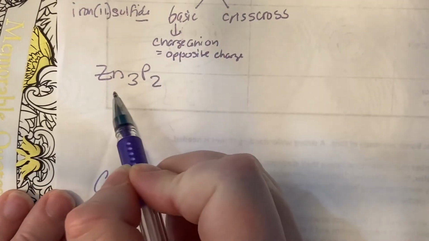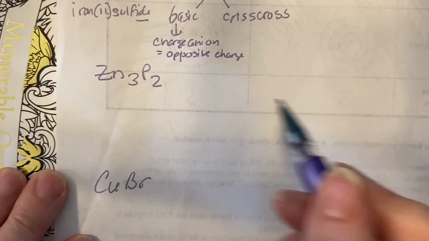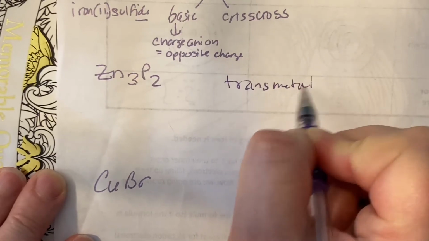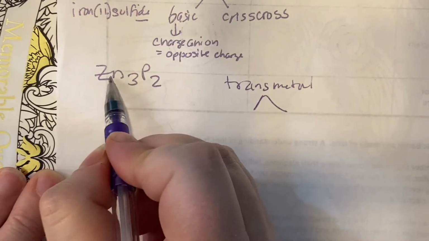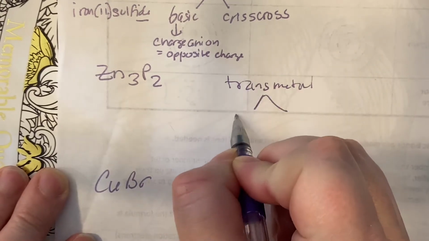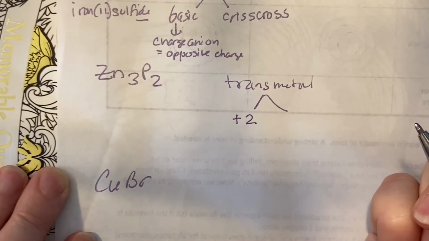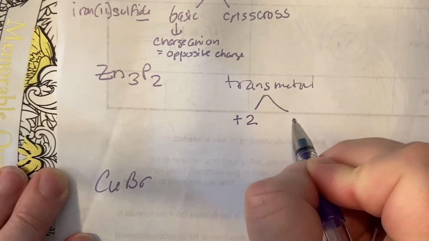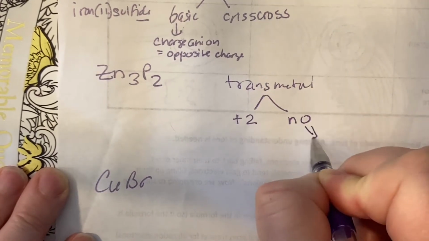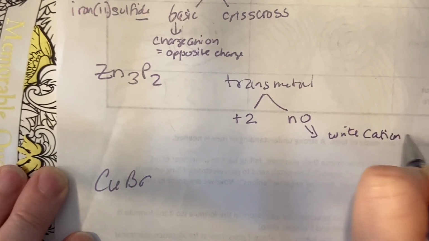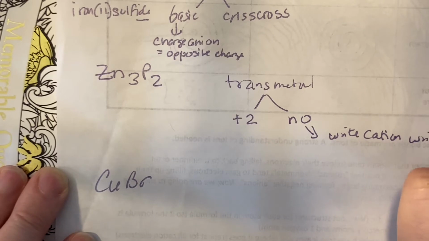My next guy that I have right here is zinc phosphide. Again, same question, transition metal? In this case, zinc is in the D block, but it tends not to be a transition metal. So we know its charge is often +2. When we see zinc there, we can just follow the no rules, which are: write the cation and write the anion with an "ide."